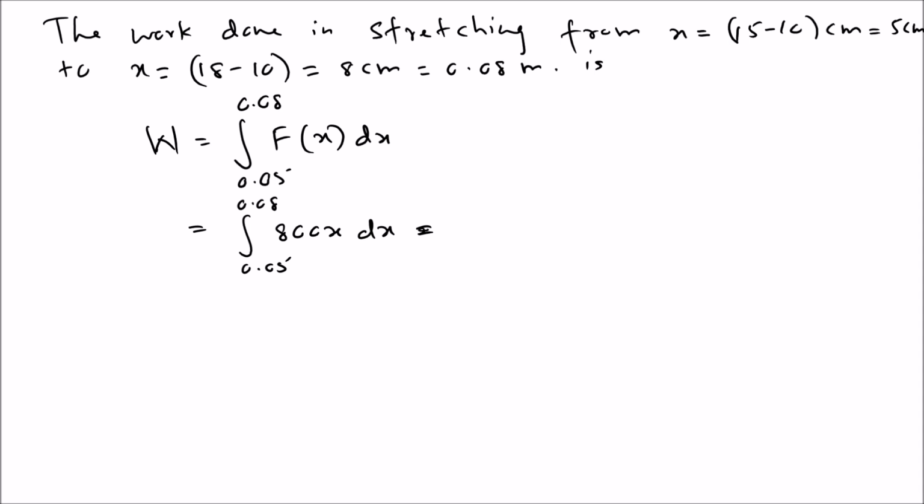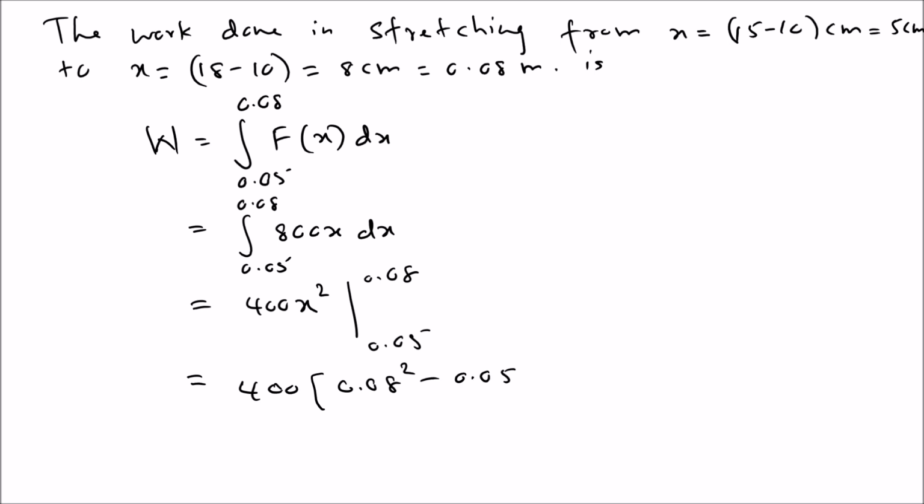So this is easy to integrate. It is 400 x squared, integrate from 0.05 to 0.08, and if you plug that in, it is 400 times 0.08 squared minus 0.05 squared. If you use a calculator, you can see that is 1.56 joule. Why joule? Because we have used Newton and meters. So that's the work done stretching from 15 to 18.